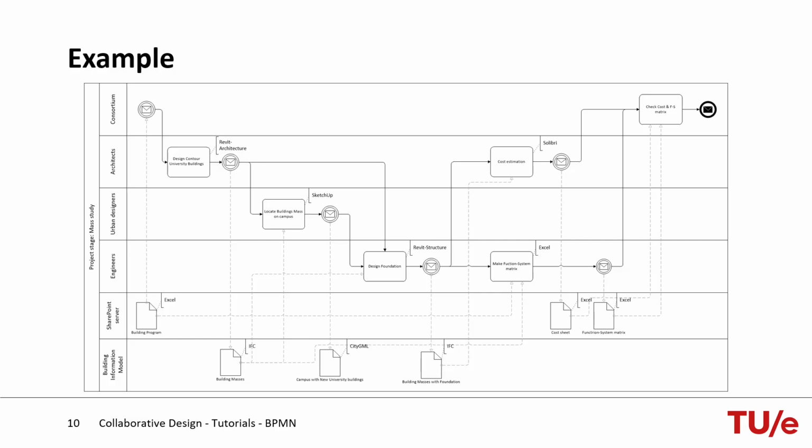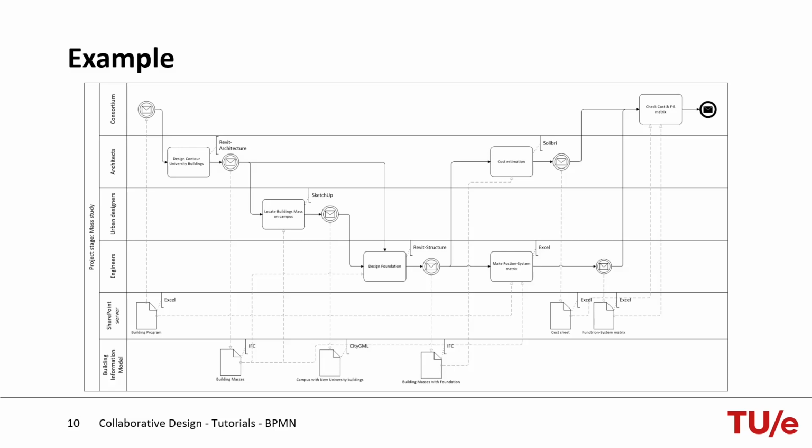So, let's take a look at this example. And this is just a simple example, but it already shows a lot on how the work is done. It all starts at the top left corner at the consortium level. That decides to trigger this process. It reads the building program from the SharePoint server which is stored in Excel format. And then it sends a message to the architectural company, that will perform the first task. Namely, the design for the contours of the university building. The output of this process is stored in IFC format, here labeled as building mass.